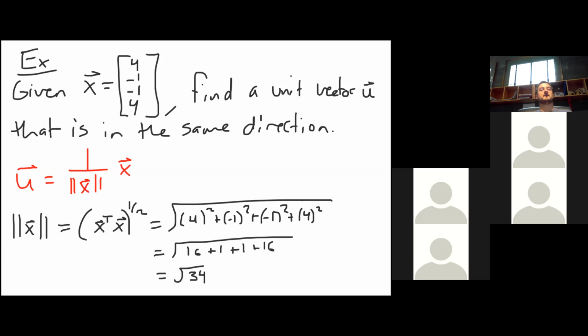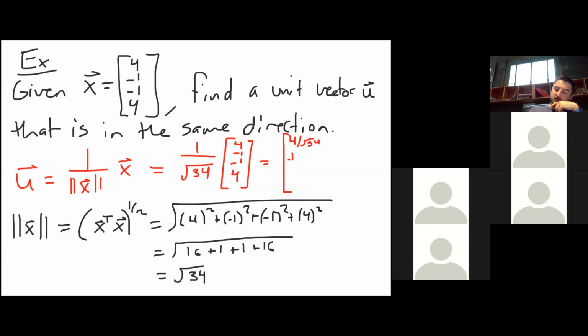But my goal is to find the unit vector. So then I take 1 over the square root of 34 and multiply it by every element. So this is going to be 1 over the square root of 34 times that vector 4, negative 1, negative 1, 4. Or if I just went ahead and did that scalar multiplication, this would be 4 over the square root of 34, negative 1 over the square root of 34, negative 1 over the square root of 34, and 4 over the square root of 34.